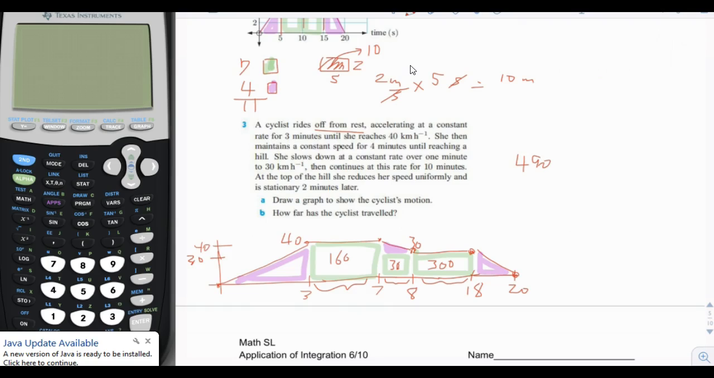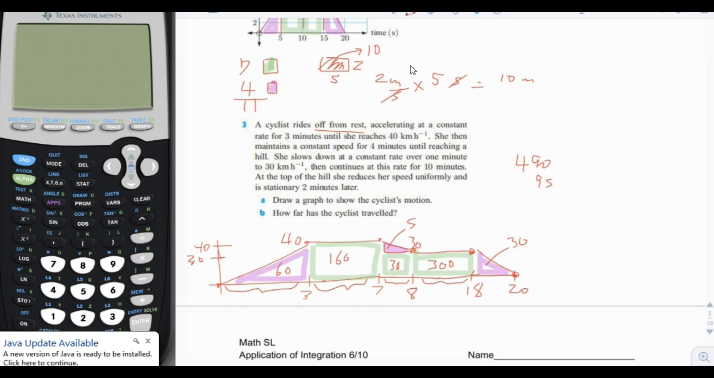And then the purple part, let's see. We got this first part, which is 3 by 40, which is 120, but it's half of that, so it's 60. We got this part here, which is a height of 10 and a width of 1. So it would be 10 divided by 2 is 5. And then we got this part, which is width 2, height 30. So it's 60 divided by 2 is 30. So the purple part we got 60 plus 5 plus 30, which would be 95.